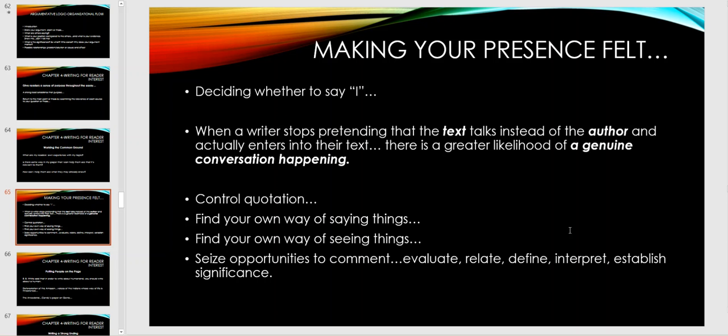Okay. So when a writer stops pretending that the text talks instead of the author and actually enters into their text, there's a greater likelihood of a genuine conversation happening. Words that should not be in your research essay are words like "this article says." If you have an author for the source you are integrating into your research essay, use the author's name. A human being wrote that article. It is better to have a conversation with a human than an inanimate object like an article or a publication.